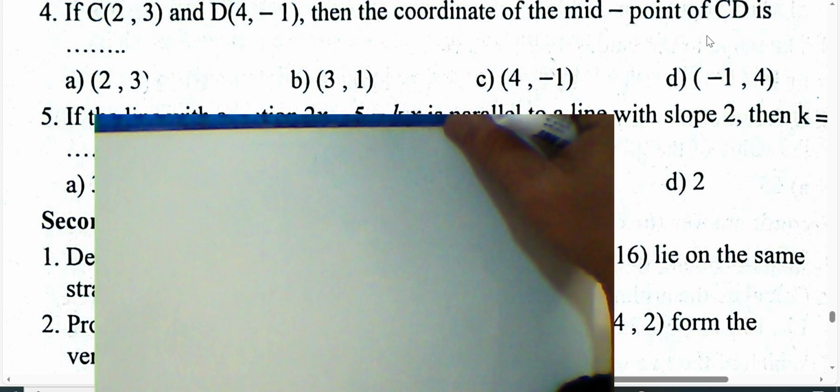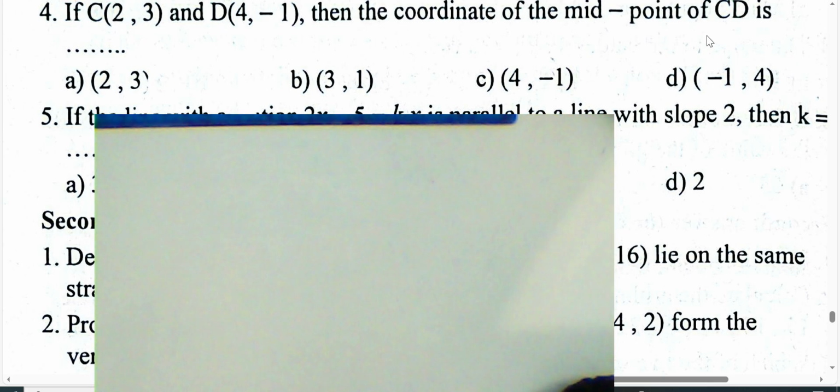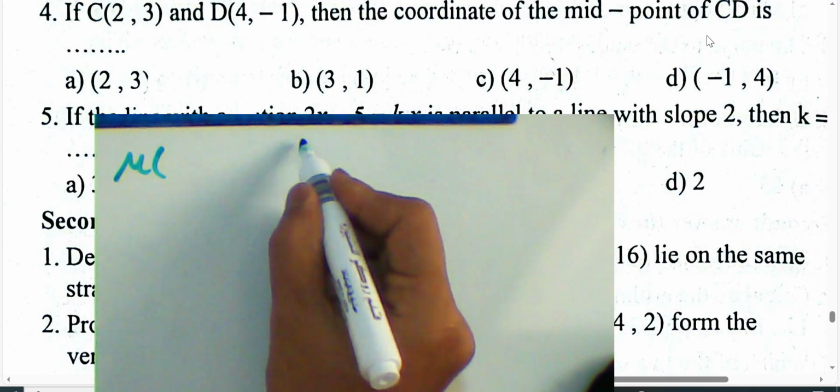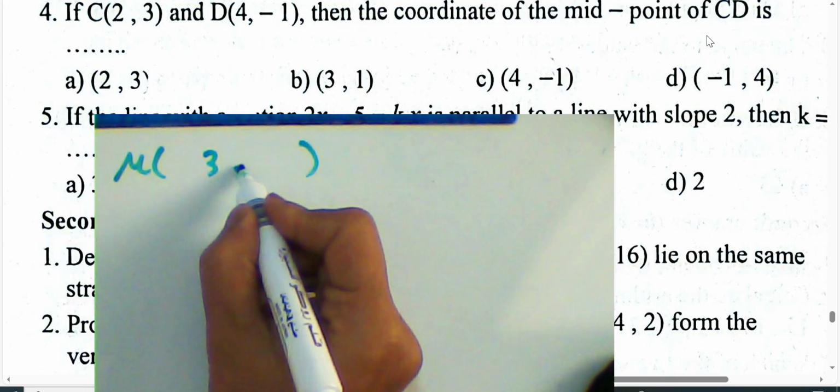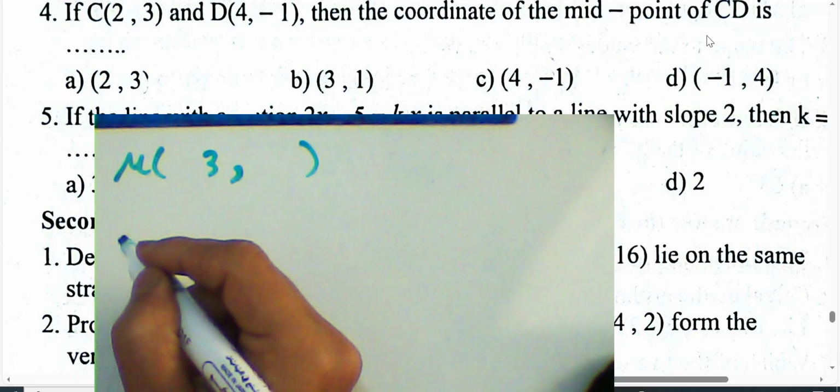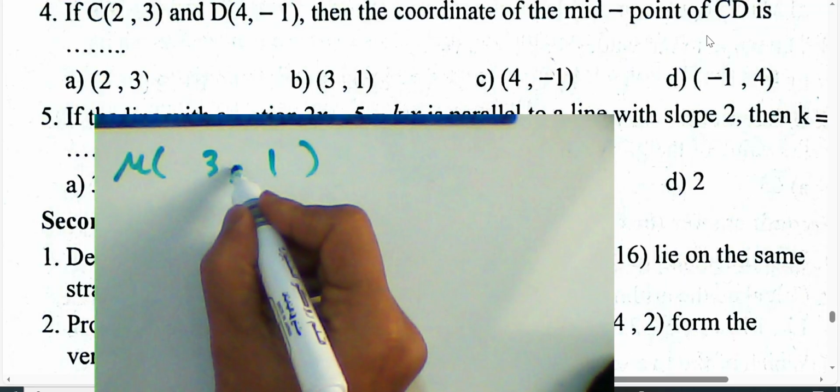Next, question number 4. C is (2, 3) and D is (4, -1). Then the coordinate of the midpoint of CD equals. We can find the coordinate of the midpoint as x1 plus x2 divided by 2, and y1 plus y2 divided by 2. We can call the midpoint M. Look here: 2 plus 4 is 6, 6 divided by 2 equals 3. And 3 plus negative 1 is 2, 2 divided by 2 is 1. Then the midpoint will be (3, 1).